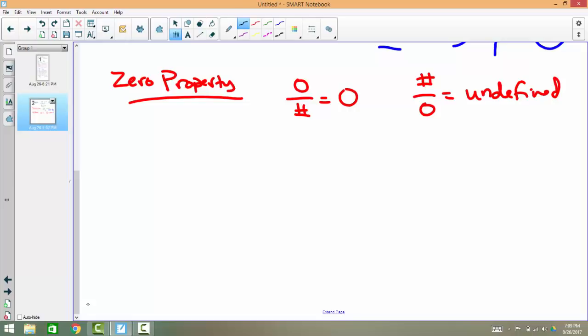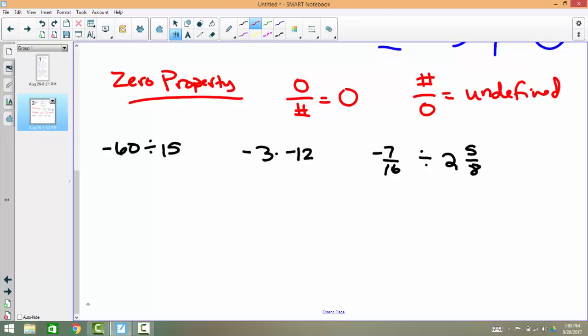Let's do a quick little problem. Negative 60 divided by 15, negative 3 times negative 12, and negative 7/16 divided by 2 and 5/8. Go ahead and hit pause. When you're done, let me know. I think you are done. So, the first one, you should have gotten negative 4. The second one, you should have gotten positive, because a negative times a negative is a positive, 36.